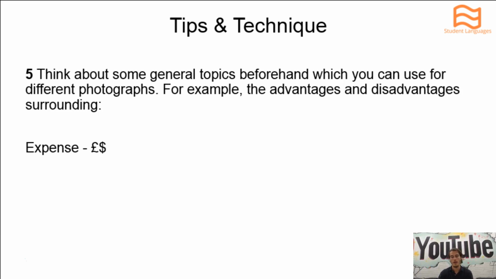Another general topic could be talking about the environment. The environment can apply to lots of different situations and lots of different photographs, as well as whether the people are alone or whether the people are in a group with friends or family. Look at whether the person is alone or not alone. This is the type of general topic that could apply well to lots of different photographs as well.